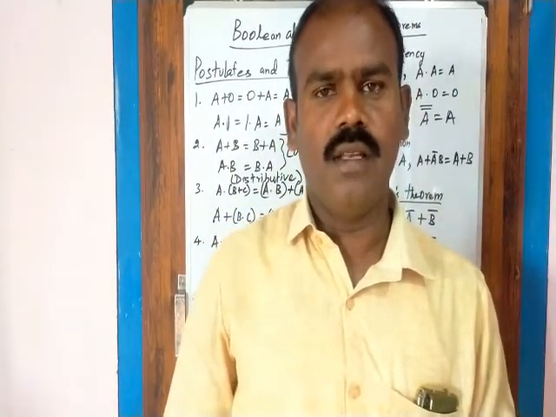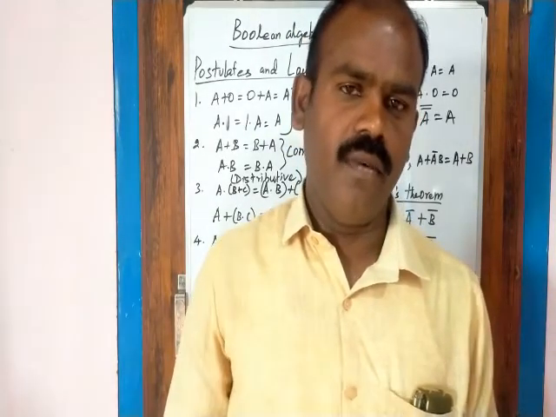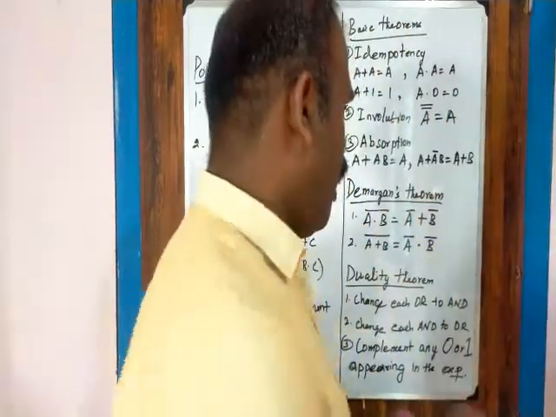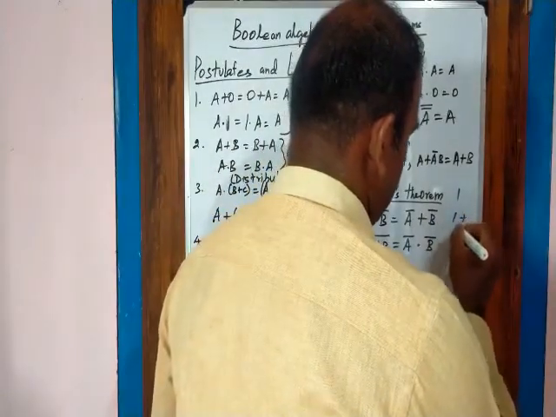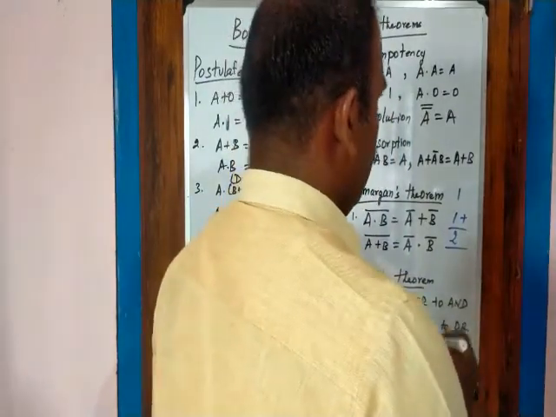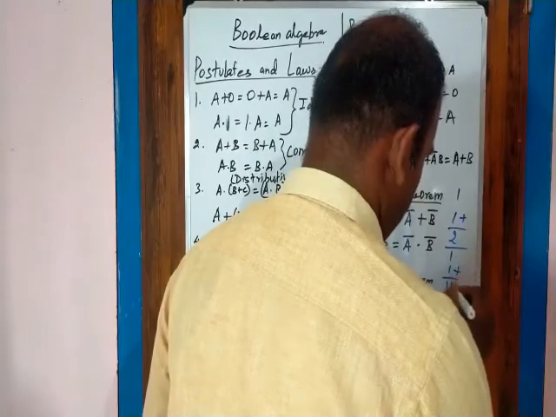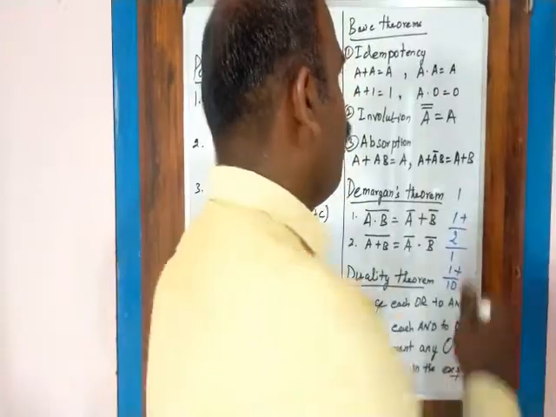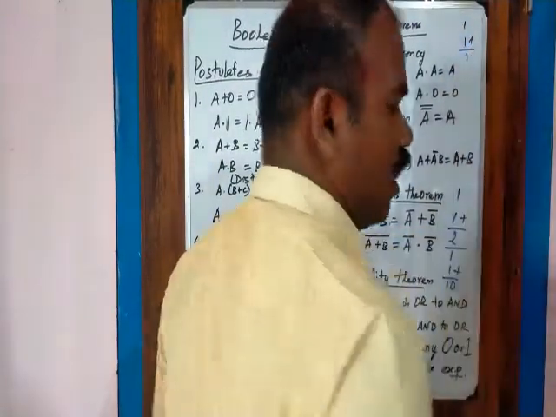Boolean algebra is nothing but a mathematical logic. It is different from ordinary mathematics. That is, if we add in decimal, 1 plus 1, we get 2. Okay. In binary, if we add 1 plus 1, we get 10. But in our digital electronics, if we add 1 plus 1, we get 1 only.